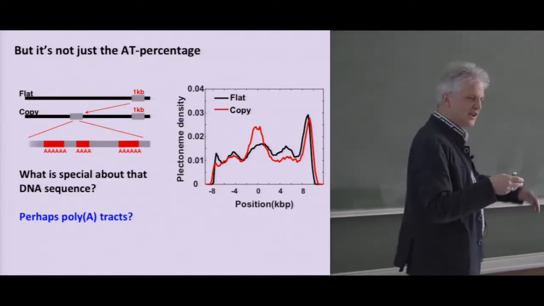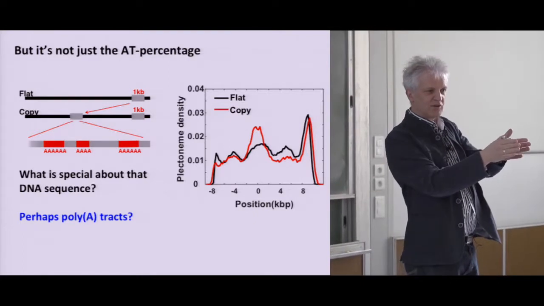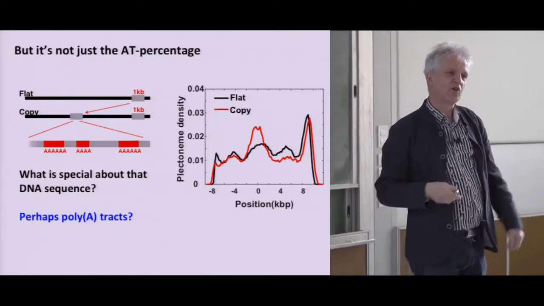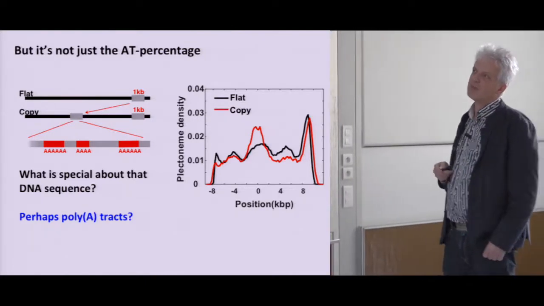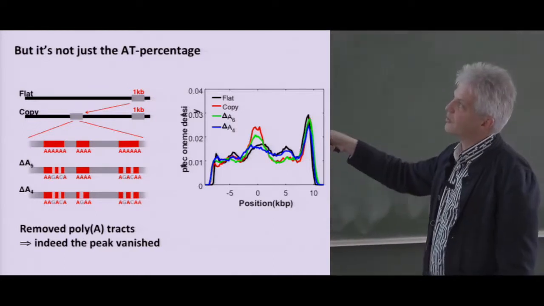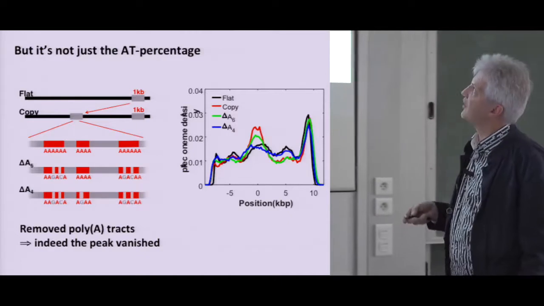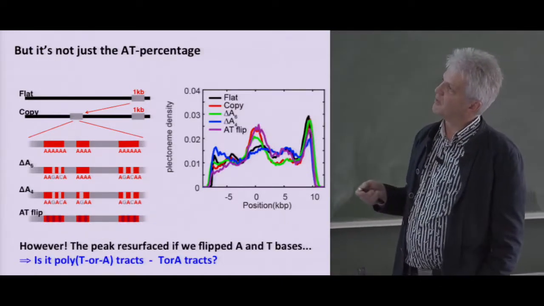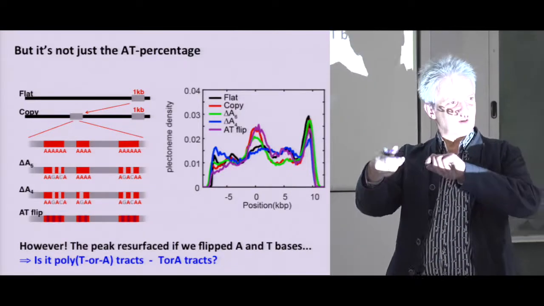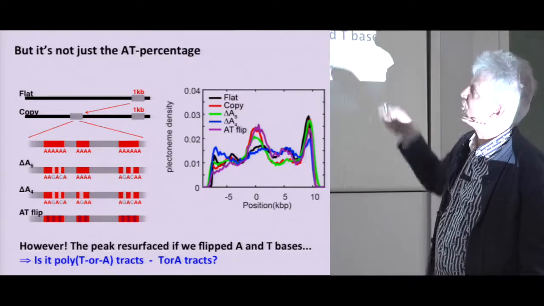We thought maybe it's these poly A regions, which means A in the sequence on a row, which has been discussed in the literature to make intrinsically curved regions of the DNA. So maybe it's that. So we mutated it: we replaced some of these A bases by G bases, for example. And indeed, the peak vanished. And that's kind of nice. But then we replaced it by T bases. And of course, A pairs with T, so actually it's just AT, TA, and so forth. And then the peak resurfaced.